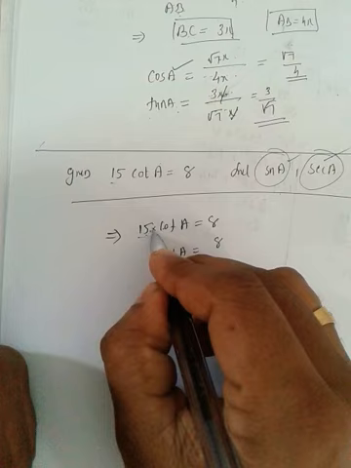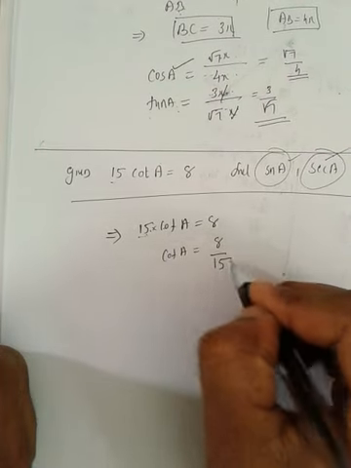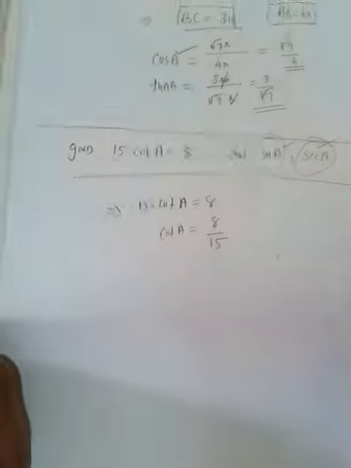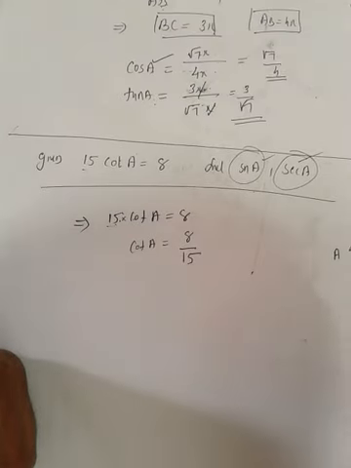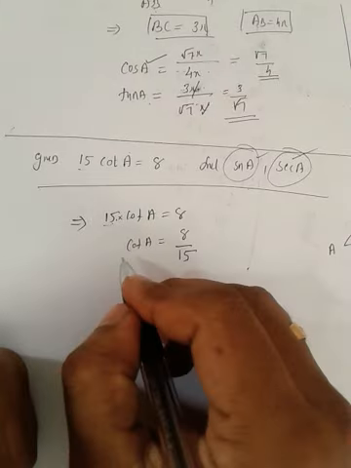Here the 15 is multiplied with the cot. When you take this 15 to right side, it becomes divided by 15. So cot A will be 8 by 15. Okay, now it becomes the usual form, just like sin A is equal to 3/4. Now what you can do? Write the formula. Then same method as usual, no problem. Then cot A is equal to 8 by 15.